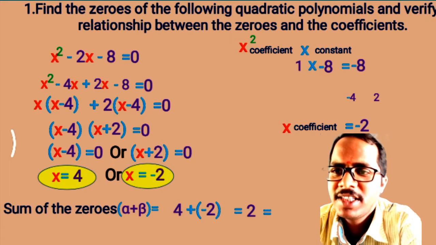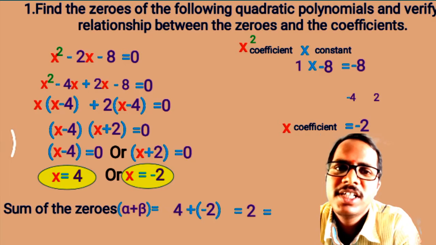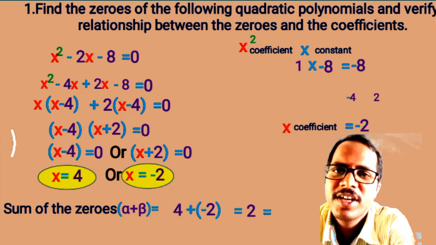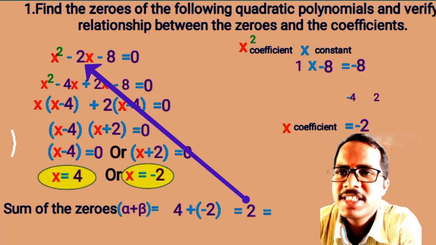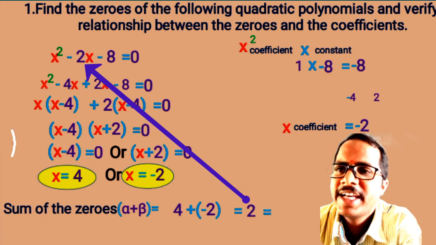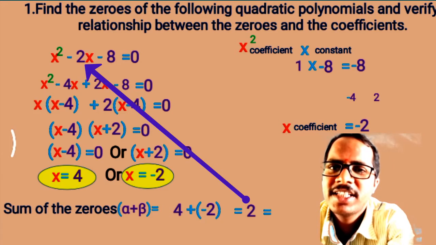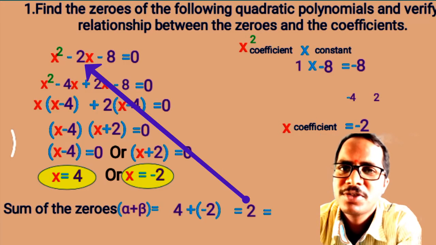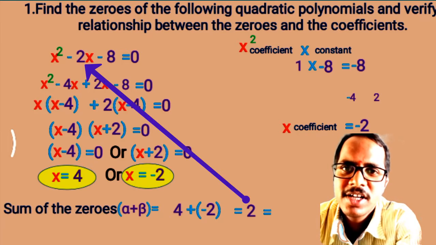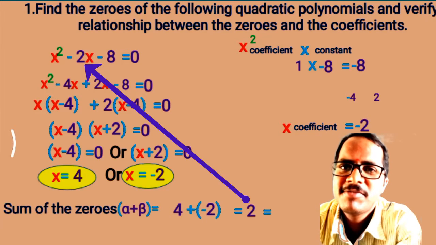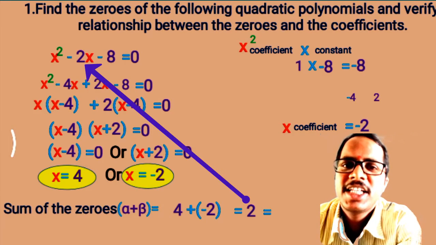If you want to compare this sum with the coefficients of the given quadratic polynomial, here 2 is related with the x coefficient. But if we observe the given quadratic polynomial, the x coefficient we have is minus 2. But here we get the positive 2 as the sum of the zeros. To compare this 2 with the x coefficient, we need to express this 2 with a negative sign. For that, we know that a positive number can be expressed with a negative sign as minus of minus.